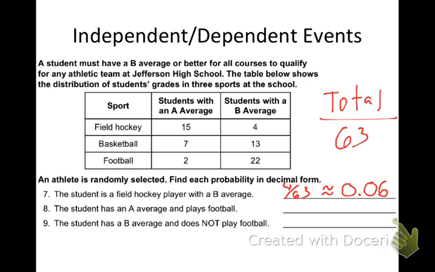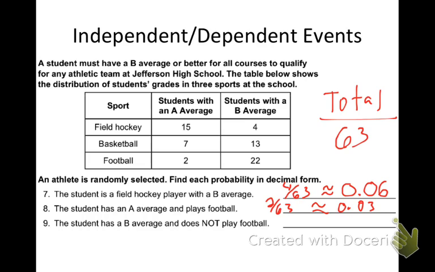Number 8. The student has an A average and plays football. What's the probability of that one as a fraction? So that's 2 out of 63. Which is approximately what then? 0.03. Thank you.